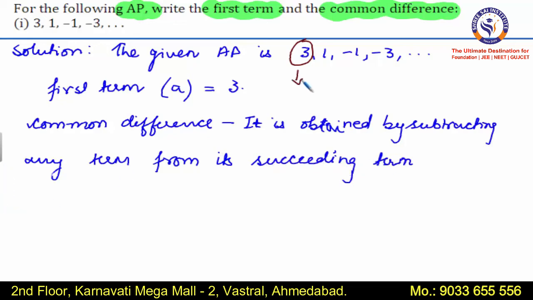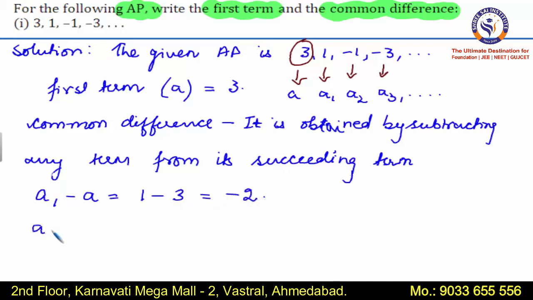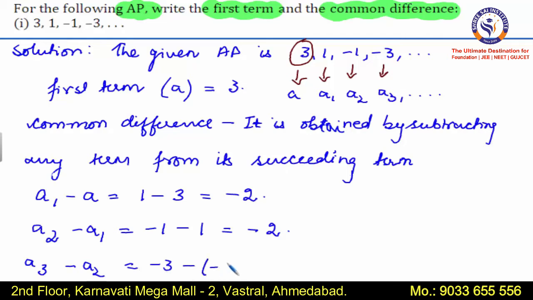First, let us denote the given terms by A, A1, A2, A3, and so on. Let us now find the difference of A1 and A. This is equal to 1 minus 3. This is further equal to minus 2. Now let us find A2 minus A1. This is equal to minus 1 minus 1. This is equal to minus 2. Similarly, you find out A3 minus A2. This is again equal to, on simplifying, minus 2.